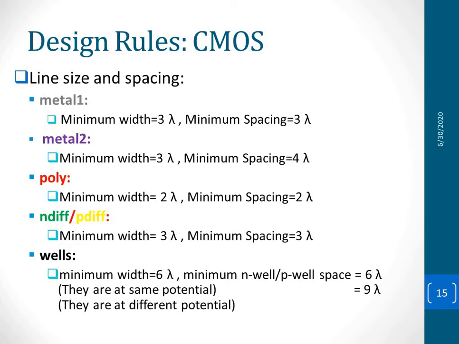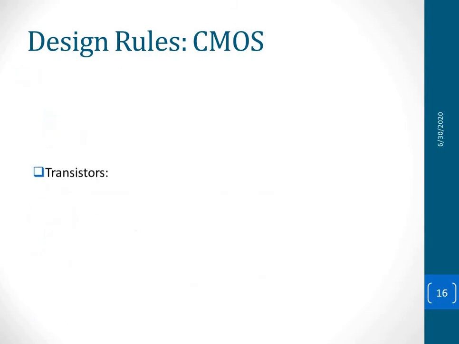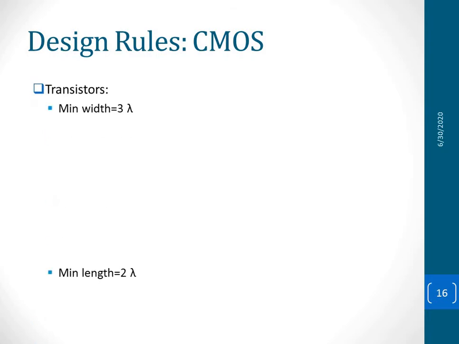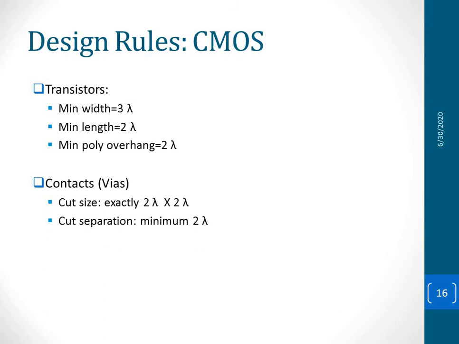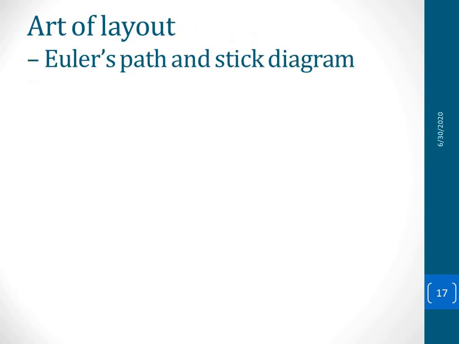For wells, minimum width should be 6 lambda, minimum n well or p well space must be 6 lambda so that they are at same potential, and the space should be 9 lambda because they are at different potential. And the transistor's minimum width should be 3 lambda, minimum length should be 2 lambda, and minimum polysilicon overhang should be 2 lambda. For contacts or vias, the cut size should be exactly 2 lambda by 2 lambda, and cut separation should be minimum of 2 lambda, and overlap should be minimum of 1 lambda in all directions.